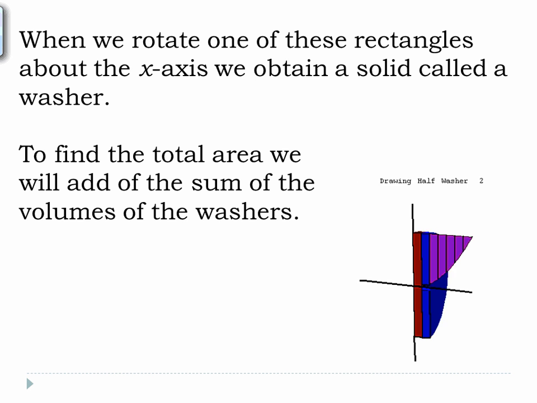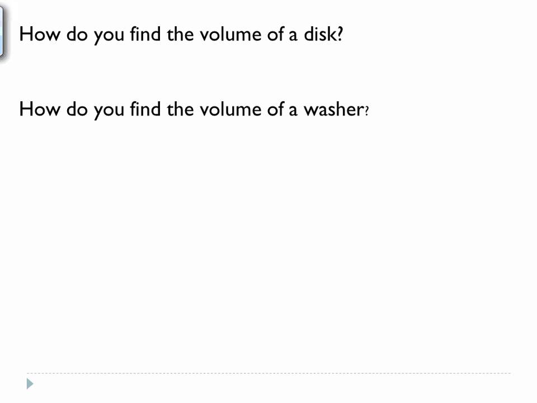So first of all, how do we find the volume of a disc? Just a disc. What's a disc? It's like a circle, right? If I'm just talking about the top surface area, how would we find that area? Pi r squared. So if we're talking about a disc, we're talking about pi r squared. Now, what happens if we have a washer? The outside circle minus the inside circle.